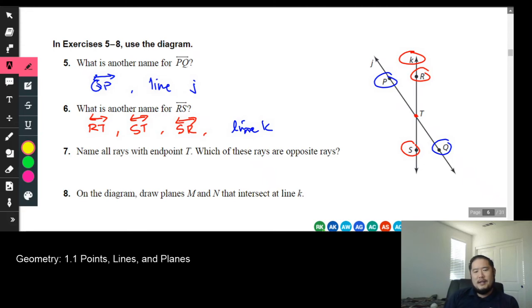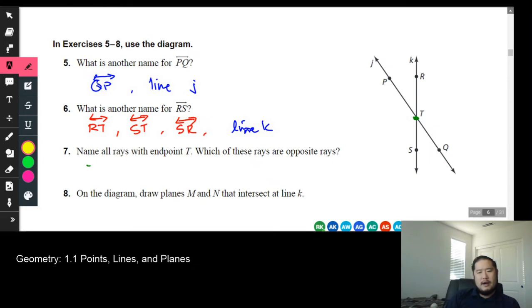Number 7, name all rays with endpoint T. Remember, the endpoint happens to be the letter T itself, and then it's going outwards. So this is T, and I look, there are 4 other points. Those can all be named as rays.